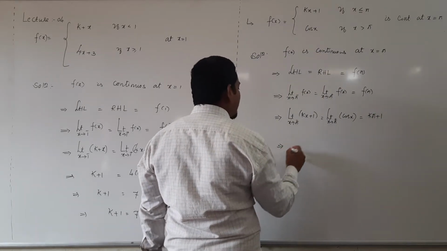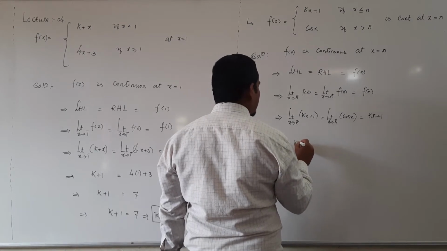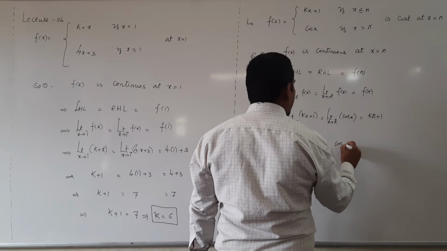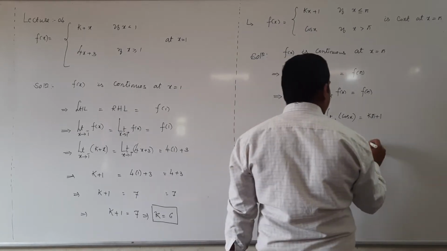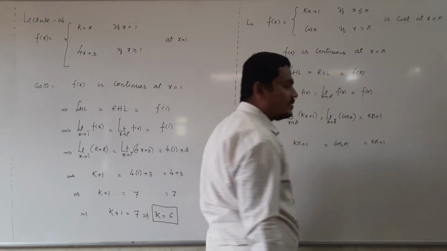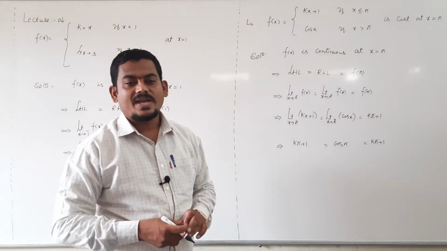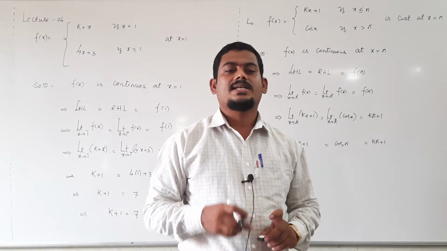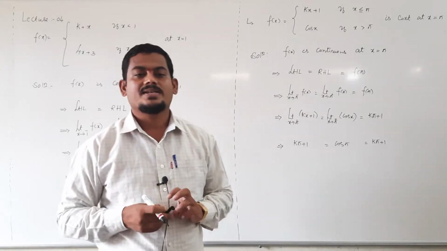Now apply the limit: k pi plus 1 equal to cos pi is equal to k pi plus 1. Already you know the cos pi value. What is cos pi? Yes, cos pi is minus 1.